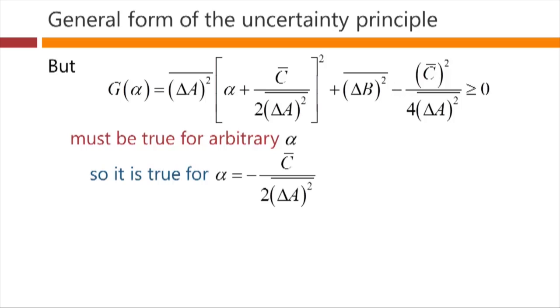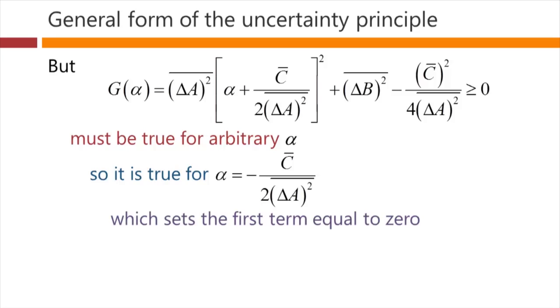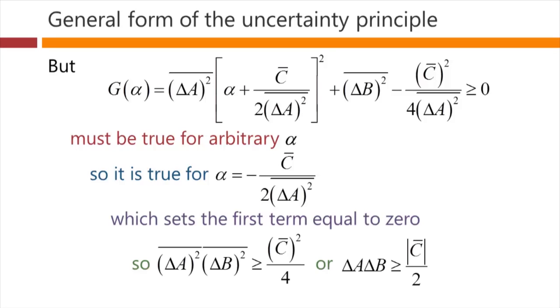So it's true specifically if we happen to choose alpha equals minus c bar over 2 delta a squared bar. And that makes this term here just be 0. So therefore, what we're left with from all of these terms here, we can rearrange them very slightly. We're left with delta a squared bar times delta b squared bar is greater than or equal to c bar squared all over 4. Or equivalently, delta a times delta b is greater than or equal to mod c bar over 2.